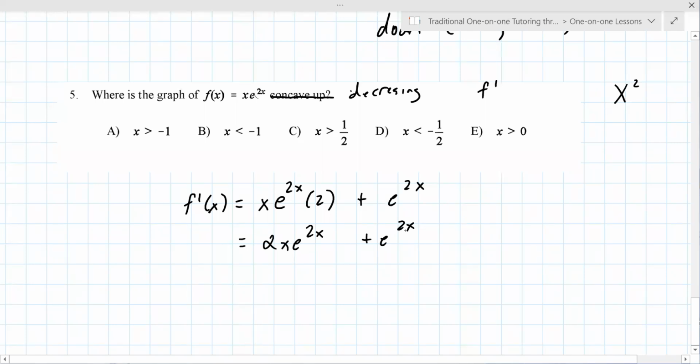Why is it plus e to the 2x? So it's product rule. The first part is u v prime plus v u prime. Oh, and the u prime is just 1 because it's x. Yes, yes. Okay. So then x e to the 2x times 2.